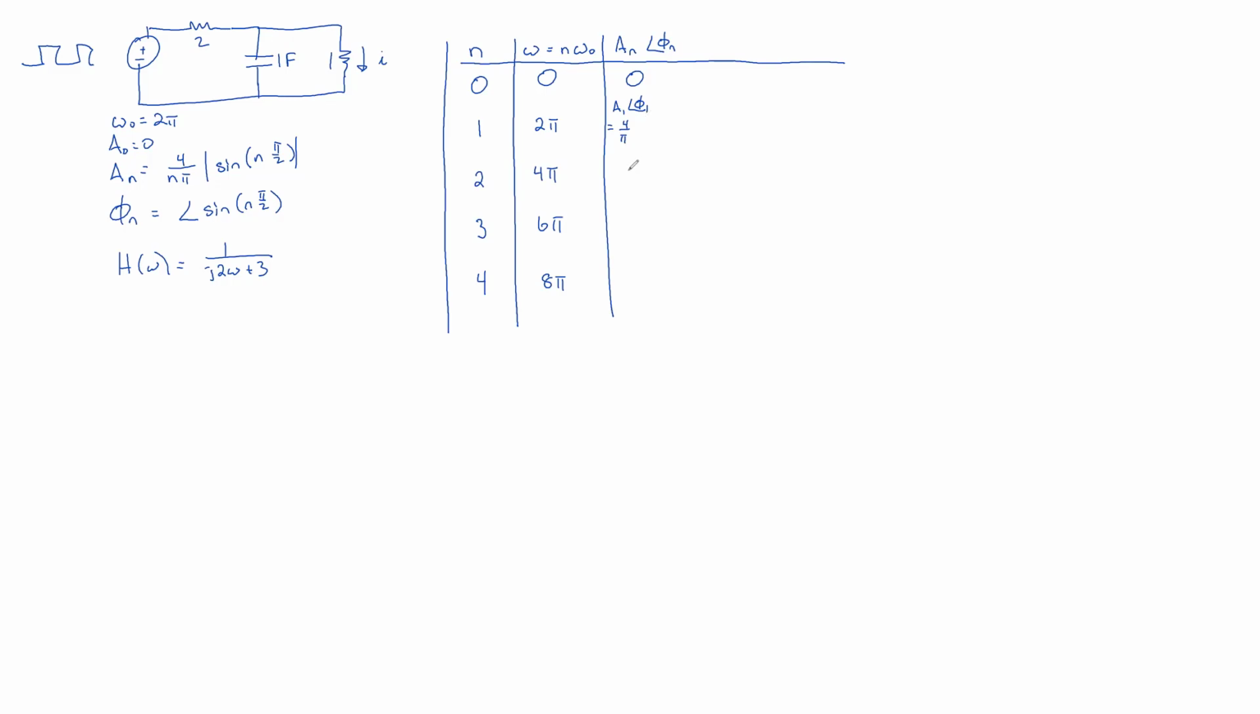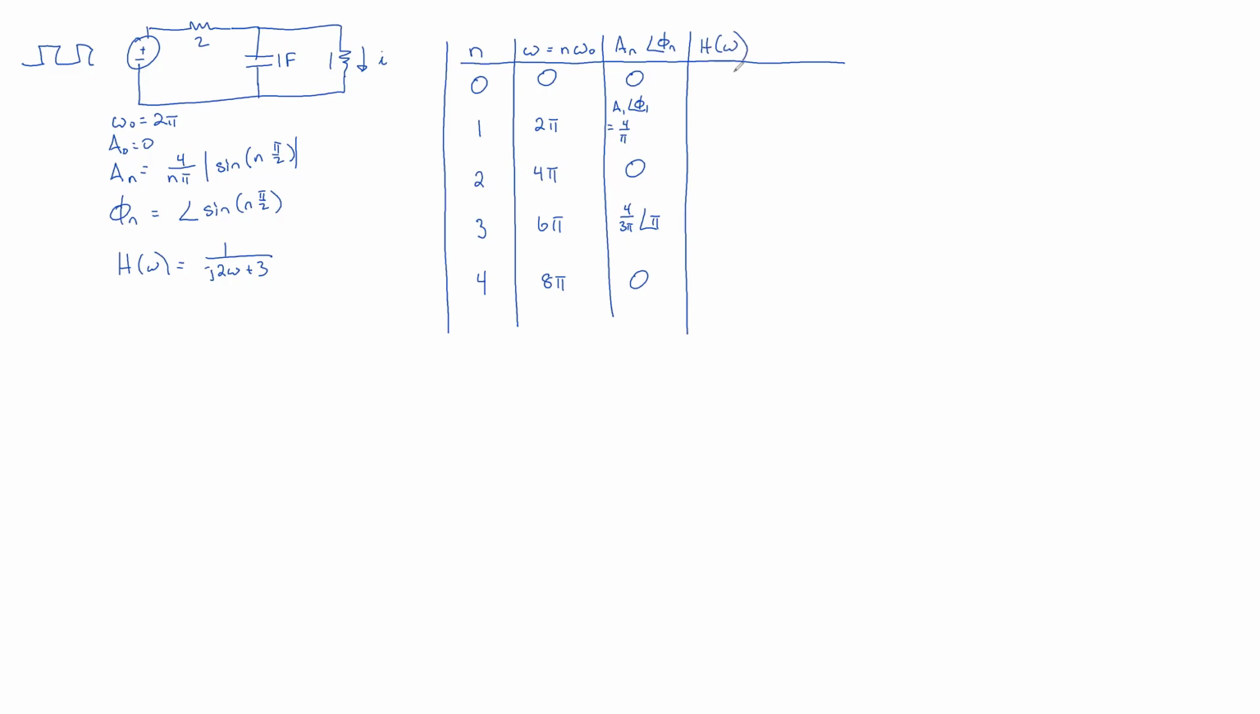And then when you plug in n of 2 into this, we come up with 0. When we plug in n of 3 into this, we get 4 over 3 pi at an angle of pi, and we get 0 over here. And we could continue this on if we wanted to.